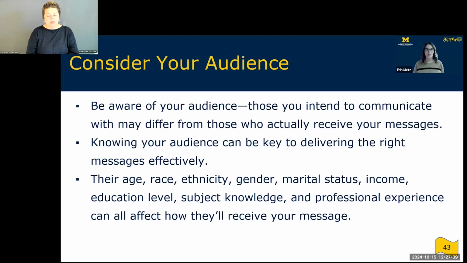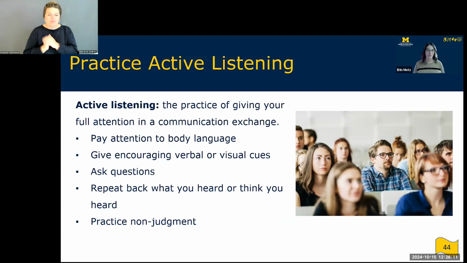We also need to make sure we're considering our audience. So sometimes the people that we're intending to communicate with may be different from those who are actually receiving your message. And knowing your audience is really the key to make sure that you're delivering your message effectively. So oftentimes their demographics, so their age, their race, their gender, their marital status, whether or not they already have some knowledge about the subject, it's all going to affect how that person is going to receive your message. And this is a really important one.